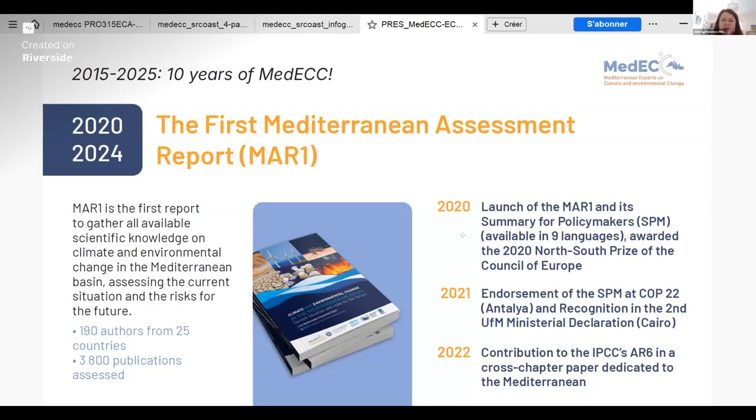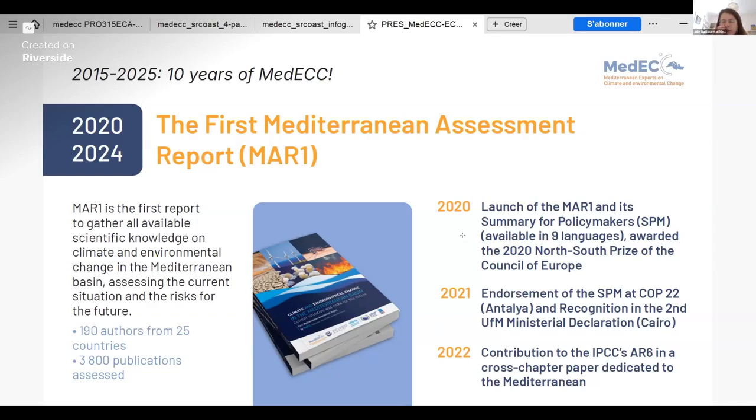So it was endorsed during the Barcelona COP. COP22 here is not the UNFCCC COP, but the Barcelona Convention COP, the one from the UNEP MAP on the Mediterranean Sea. So it's a legal system with decisions that are legally binding. And one of the decisions was to endorse this report, to recognize its scientific value and to encourage the countries and the future policies to take the results into account. And on the other side, it was recognized by the ministerial system of the Union for the Mediterranean.